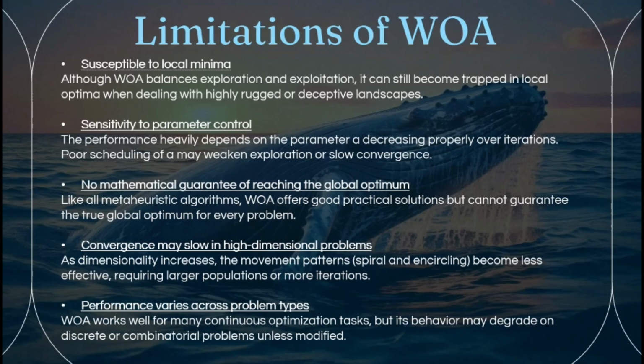The third one is that it doesn't guarantee the optimal global optimization. It offers a near-optimum solution but does not guarantee the optimum. The fourth one is slower in high dimensional problems. As dimensions increase, its movement patterns become less effective. The fifth one is performance varies by problem type. Whale optimization works better for continuous optimization than discrete ones without modification.